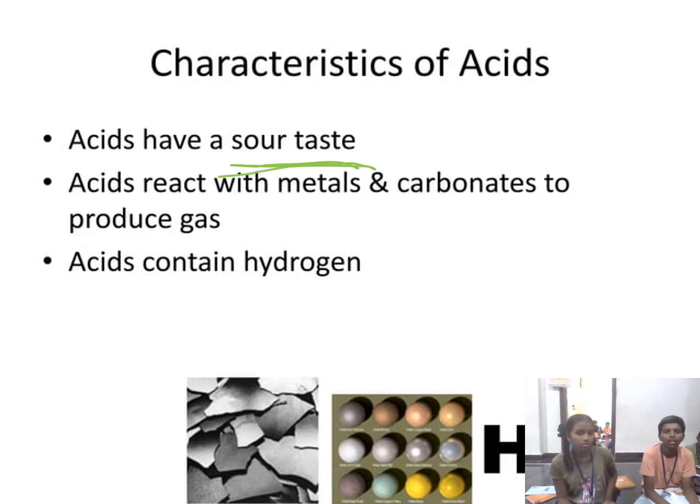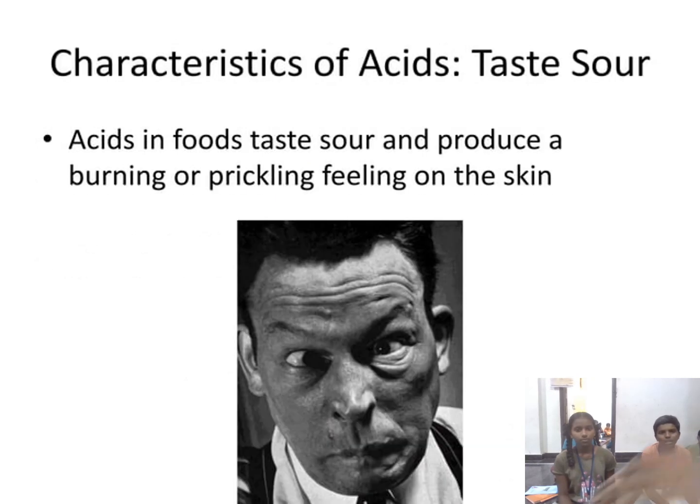Next, acid reacts with metals and carbonates to produce a gas. Acid reacts with metals and carbonates and produces gas. Next, acid contains hydrogen. An acid will definitely contain hydrogen. Okay. So those characteristics we'll see in detail.